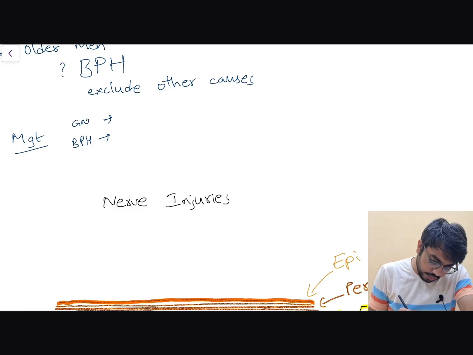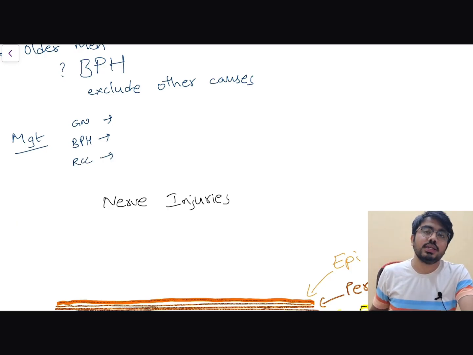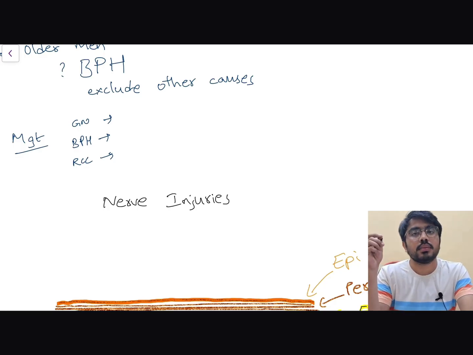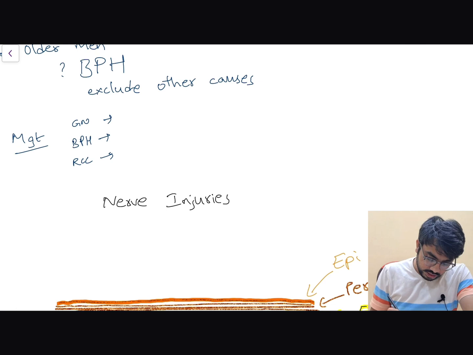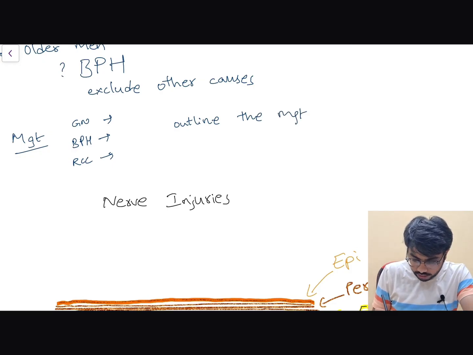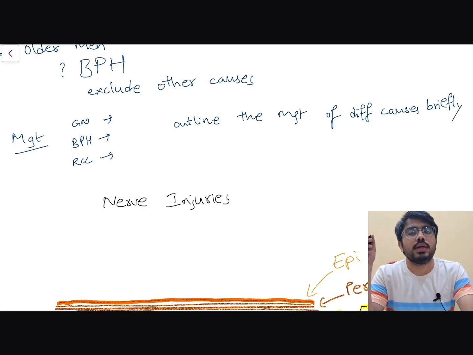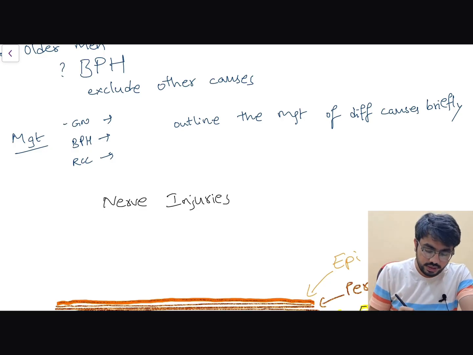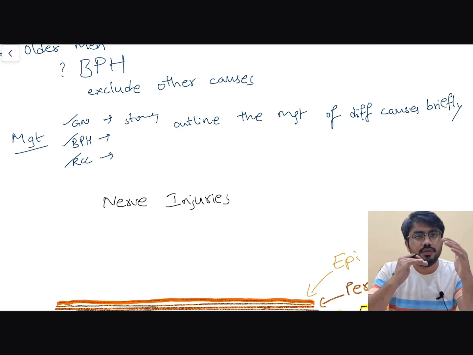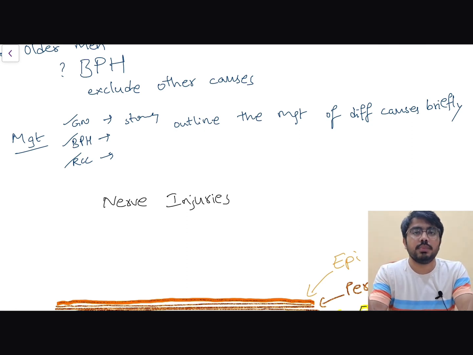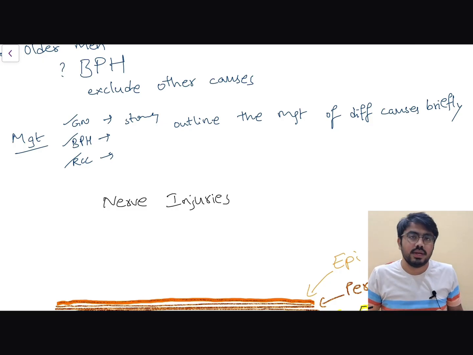If it is a case of RCC, let us take, then the management is completely different. Based on what the cause is, you have to write. My humble request: if a similar question is asked, it's always better to outline the management of different causes. Write a few points about treatment of glomerulonephritis, a few points on BPH, on RCC, on stone. Especially since the main cause may be BPH, elaborate somewhat more about BPH and write other things in a brief manner.